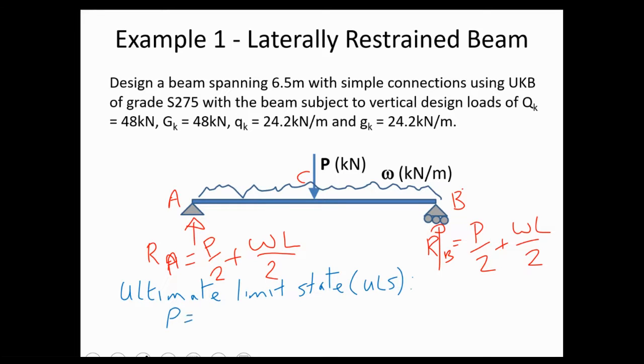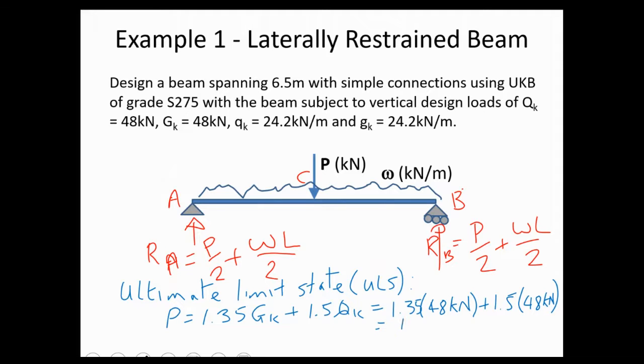So the point load P is equal to 1.35 Gk, the dead load, plus 1.5 Qk, the live load. In this case, that's 1.35 times 48 kilonewtons plus 1.5 times 48 kilonewtons. Okay, so that's the dead and the live. When I add those together, I get 136 kilonewtons.